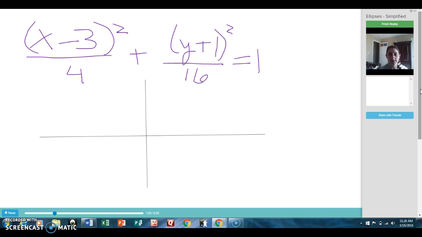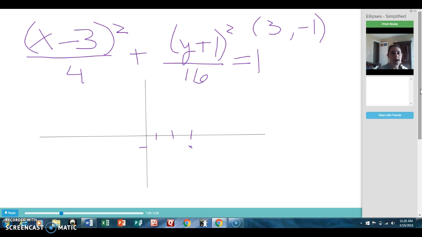All right, so first let's identify the center. The center is the opposite number that's in with the x, so that's going to be 3. And negative 1 is the opposite number in with the y. So I'm going to go over 3, 1, 2, 3, and down 1. And right here is my center.